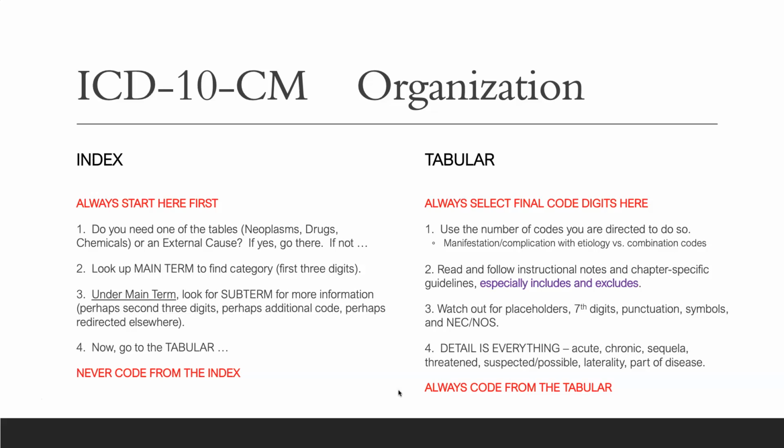So again, you always want to start in the index unless you need one of the tables. If you need the table, you go to the table. Otherwise, you look up the main term in the index to find the category, and then you can go down through the subterms to find more information. But once you think you've found the code or a similar code, you have to go to the tabular to really make sure you have your final code digits correct. I just wanted to make sure you're aware of that.